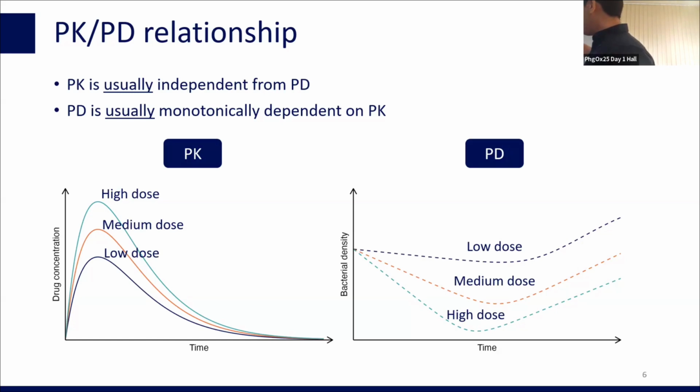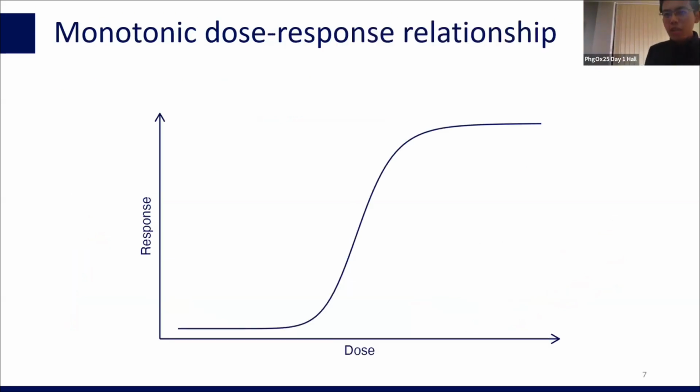For example, what you see here is a typical PK and PD graph for antibiotics, and the PD here concerns the bacterial killing. So that's the bacterial density over time. We see that a higher dose corresponds to higher exposure in the PK and also a stronger bacterial killing effect. This is what we usually see. And once we have that relationship, we can finally establish the dose-response relationship.